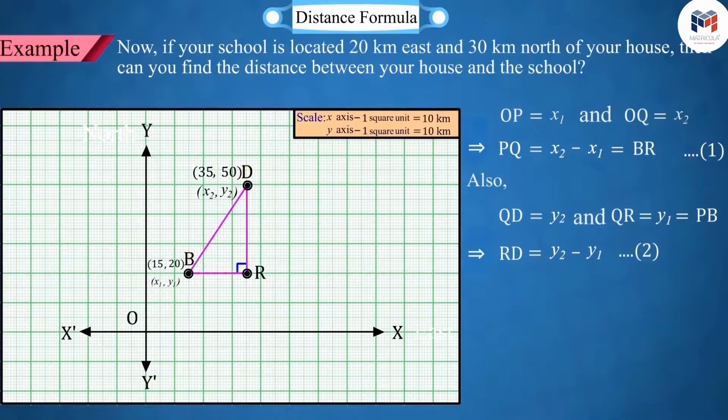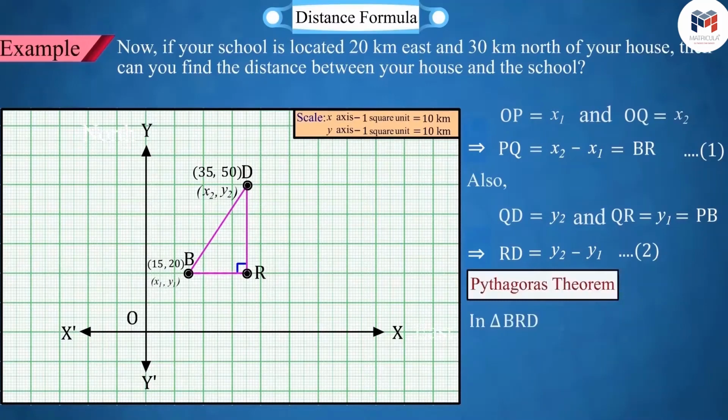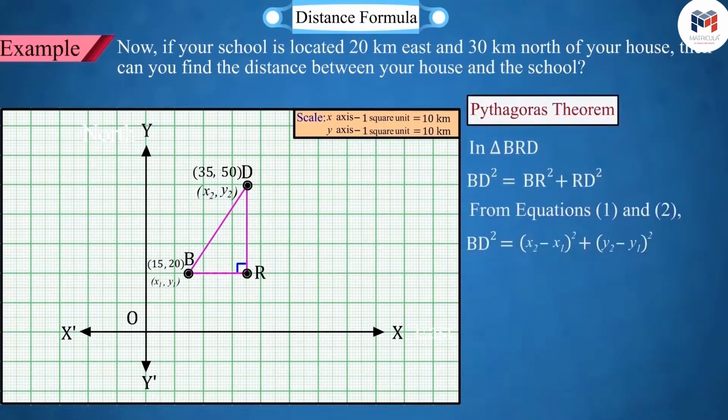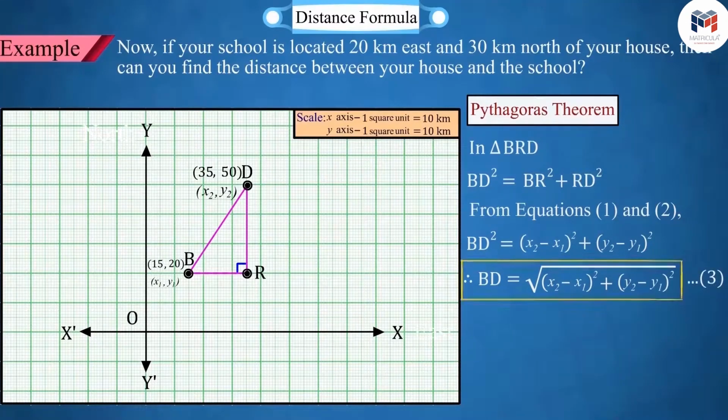So in triangle BRD, using the Pythagoras theorem, from equation 3, the distance between the point B, x1, y1 and point D, x2, y2, BD equals the square root of the square of x2 minus x1 plus the square of y2 minus y1, which is called the distance formula. Since distance is always non-negative, here we will take the positive square root.